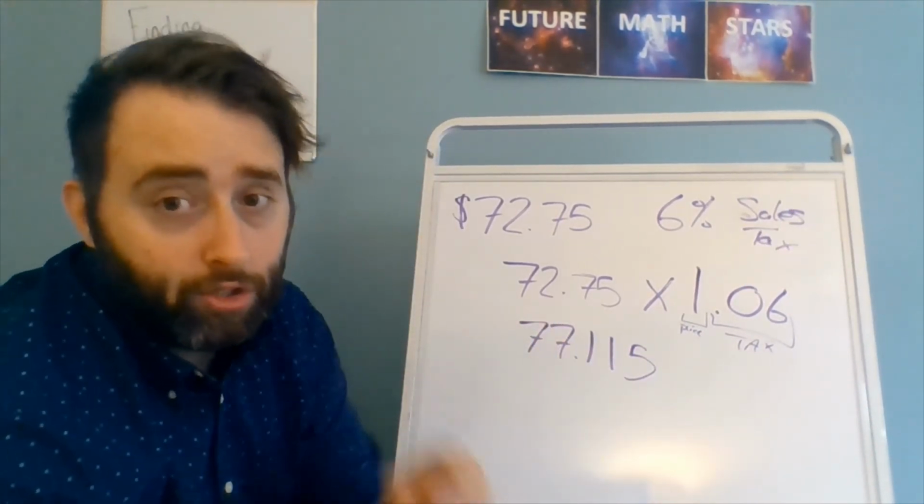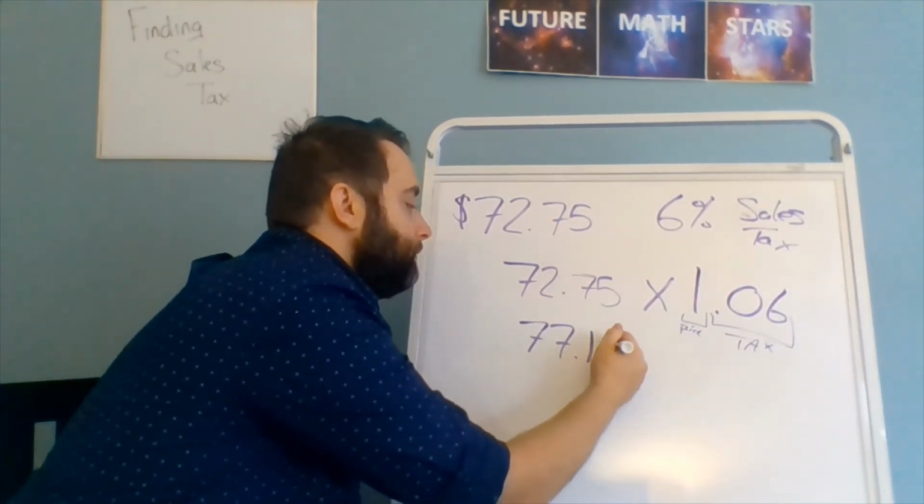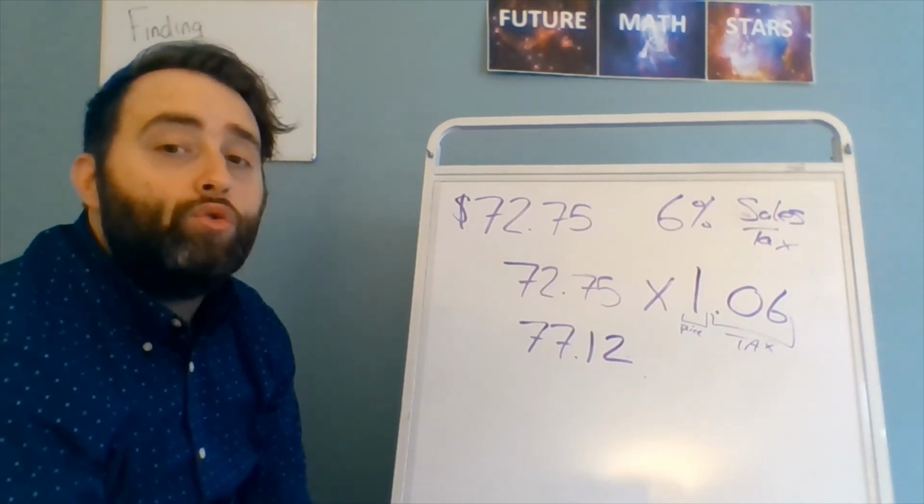They're covering themselves, not you. So, 5 or above, give it a shove. We're looking at $77.12.